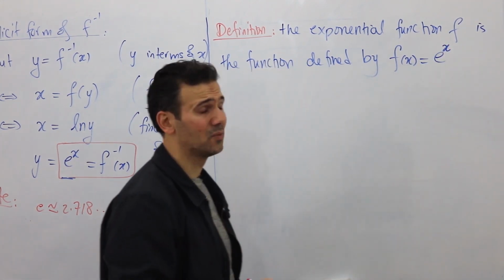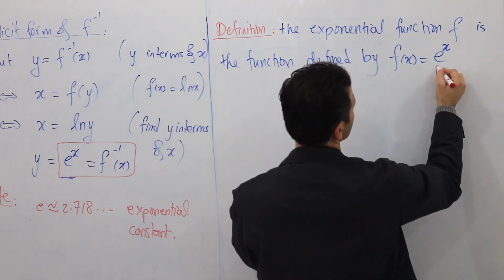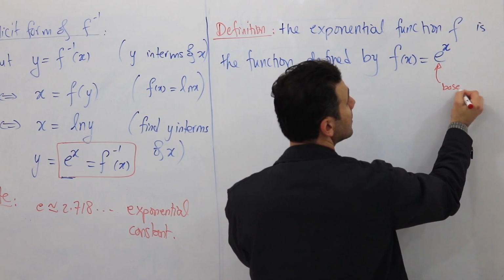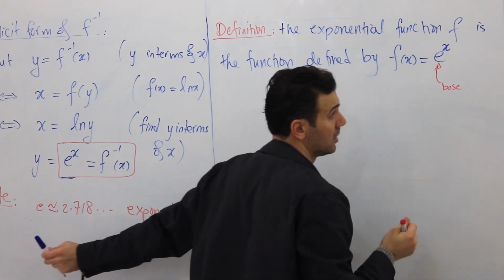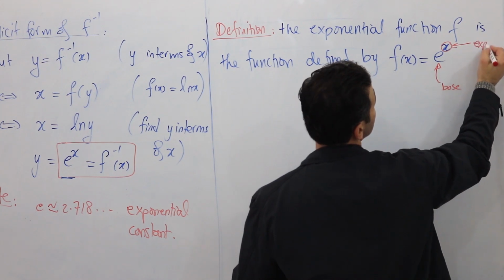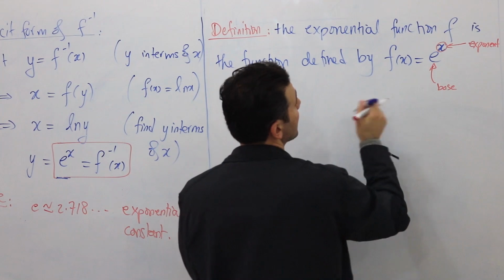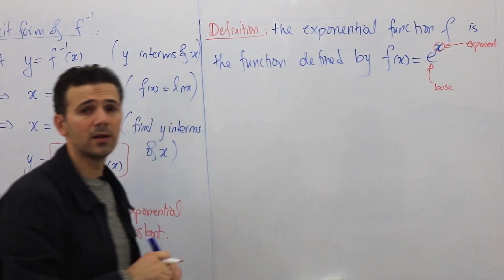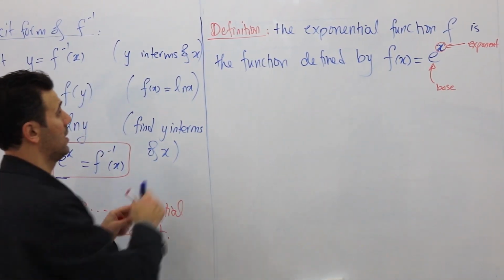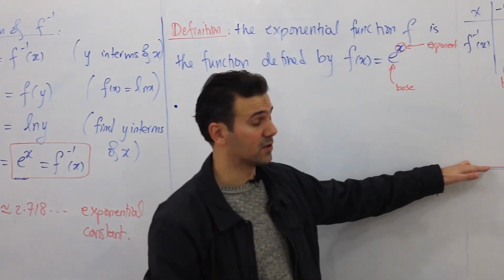For this reason, we call it the exponential function with base e, which is the exponential constant, and exponent or power, which is x in this case. Okay? Now, as we saw before, this is the curve of this inverse function.